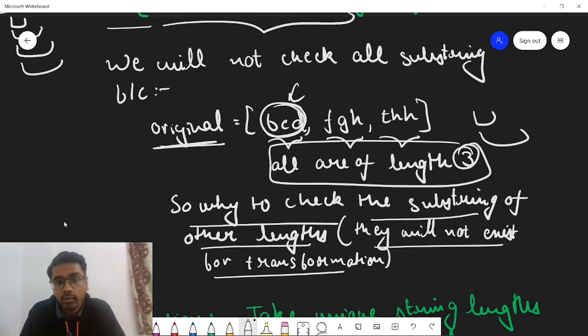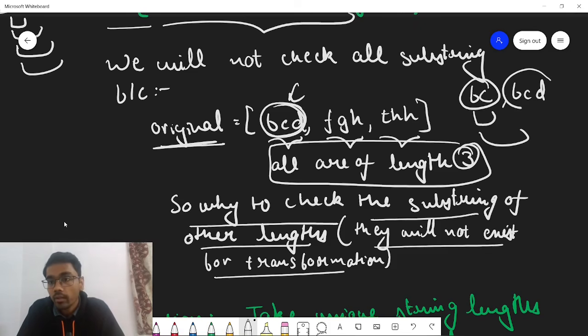If we have length 2 in the original array, let's say we have some BC and BCD, in this case you can see there are two unique substring lengths present, 2 and 3. So we can check all the substrings with length 2 and length 3. So this is how we will proceed with the algorithm.